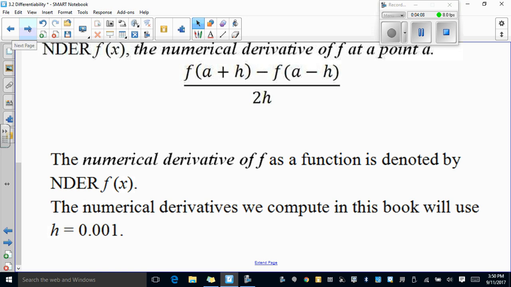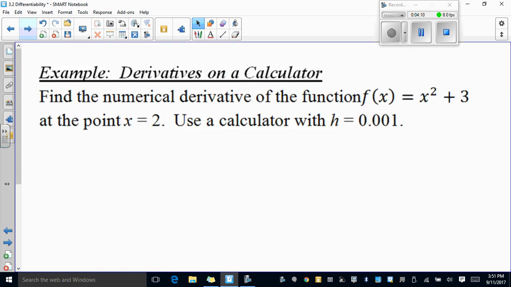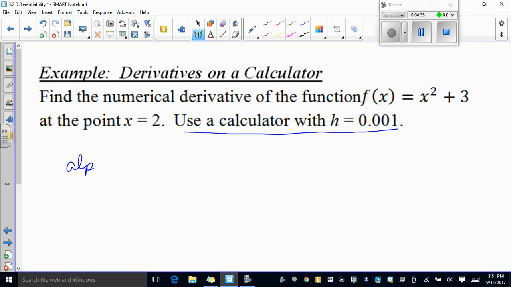So using a calculator, don't worry about this definition here, because that's the calculator. We have no control over what the calculator uses. This says find the numerical derivative of a function. So the best I can do is tell you how to enter this into the calculator. If you're on your main screen, you're going to do an alpha and then window.